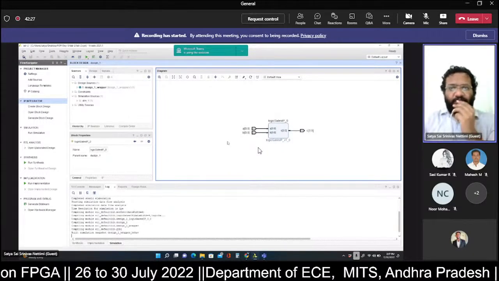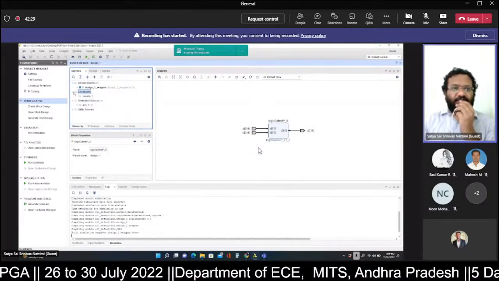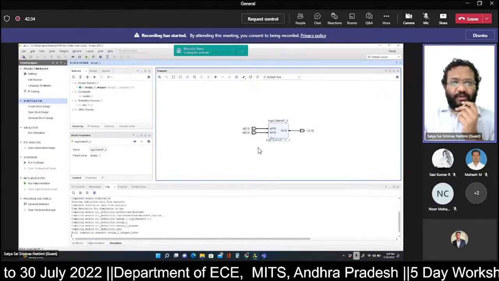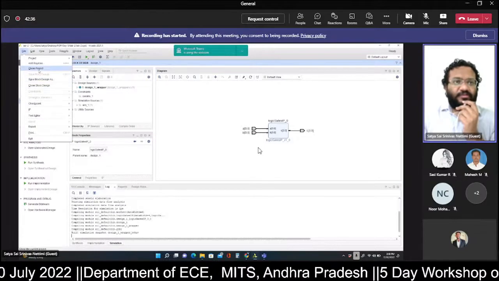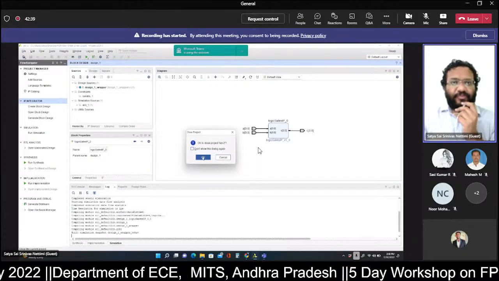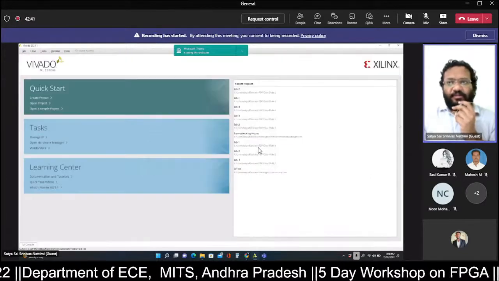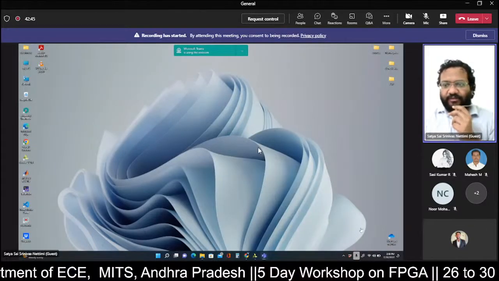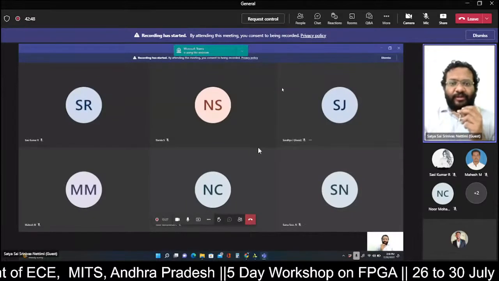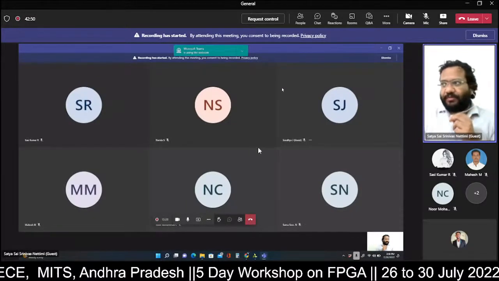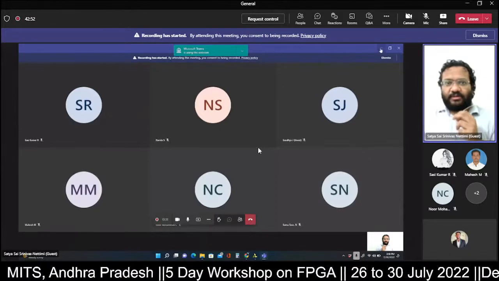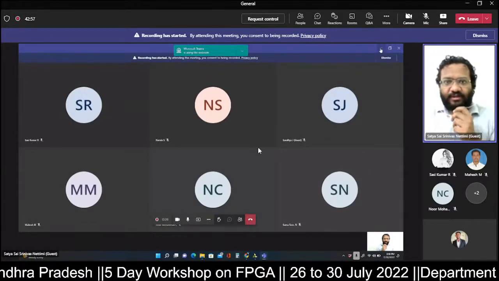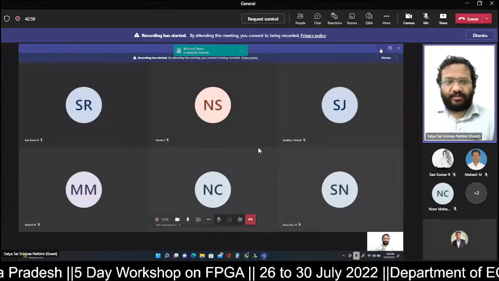Even if you write the constraints file for this, you can implement it on FPGA, and even then this will work fine. So that's it. This is the IP design concept that I would like to show you. I hope this concept is easy to understand for all the participants. If you have any queries with respect to this, I can address them. Otherwise, I will proceed with the next concept.